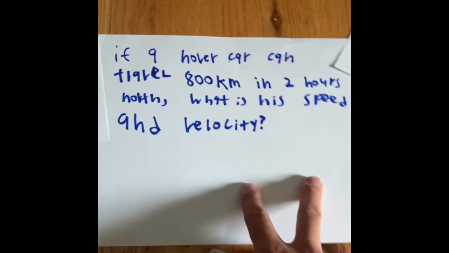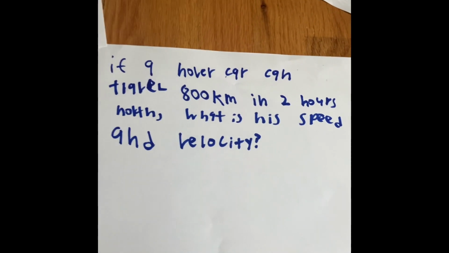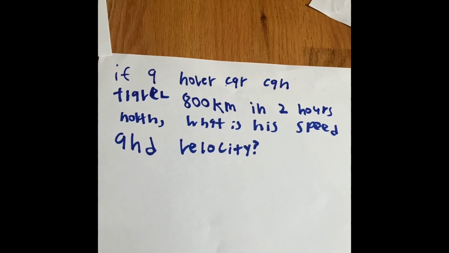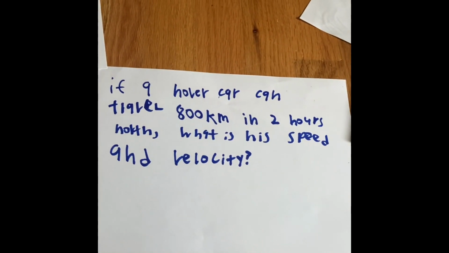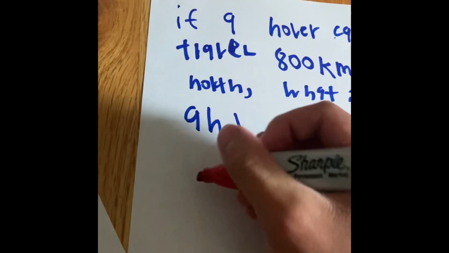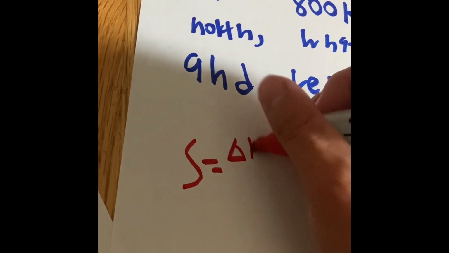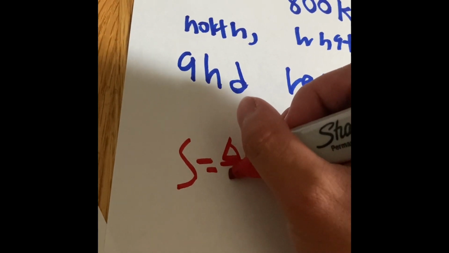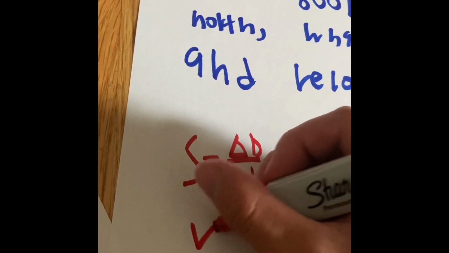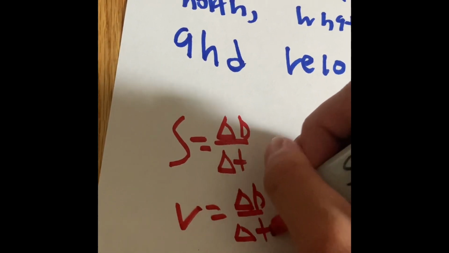Let's also solve this problem. If a hover car can travel 800 kilometers in just 2 hours north, what is the speed and the velocity? Here's what's going to happen. We have to write the formula. Speed equals delta D over delta T, and velocity is pretty much the same exact idea.